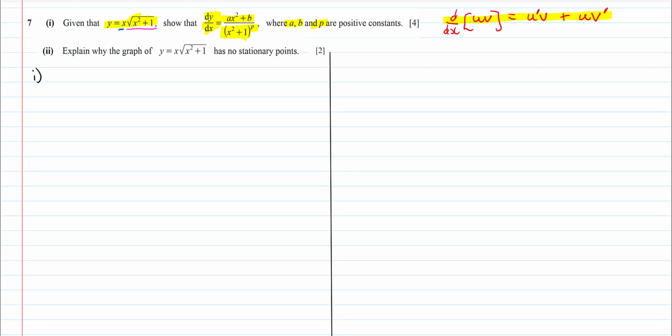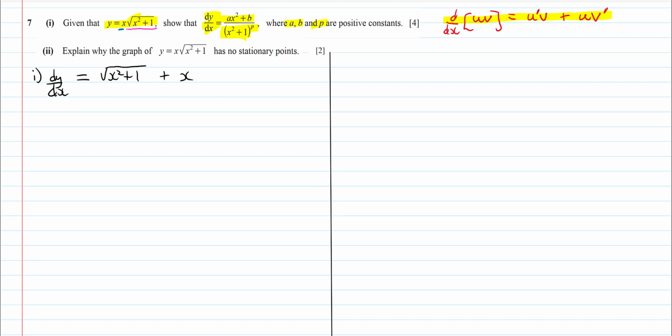So what we get then is we have dy by dx. That's going to be equal to the derivative of x, which is just 1, times x squared plus 1 all square rooted. So we're just going to end up with the square root of x squared plus 1 plus our u, which was x, times the derivative of x squared plus 1 all square rooted.